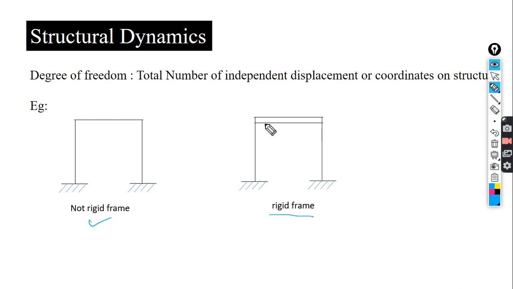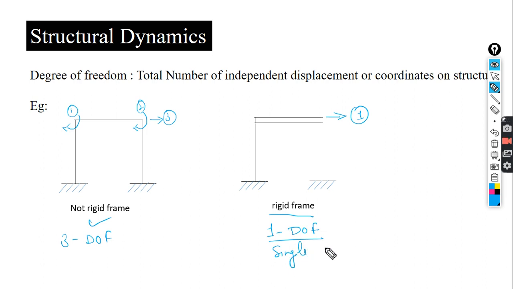The rigid beam cancels out the displacements at the intersection points. Now, considering the displacements for the non-rigid frame, here it is 1, 2, and 3. So we can say that it has 3 degrees of freedom. In the rigid frame, there is only one, so the rigid frame has a single degree of freedom. To represent a single degree of freedom, the concept of simple harmonic motion comes in.